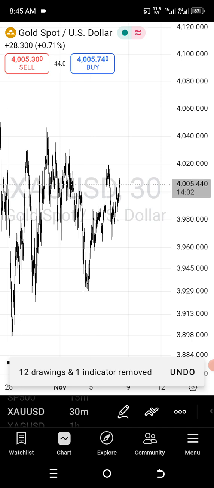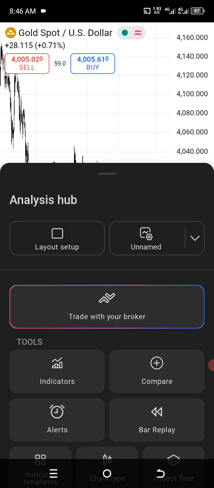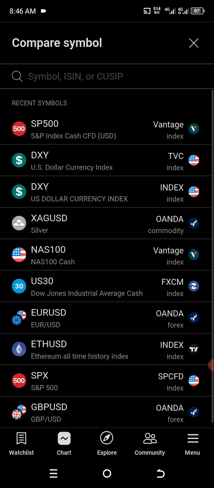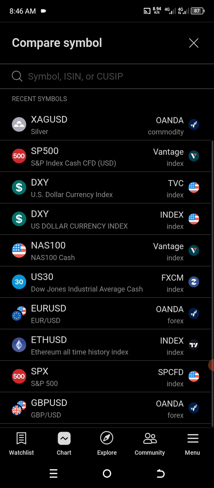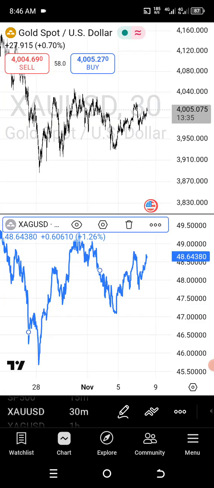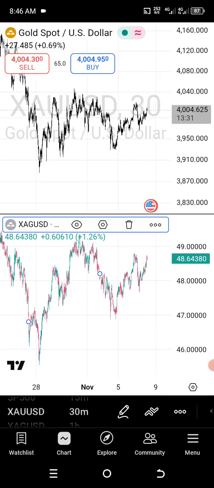This is gold. When I want to trade gold, I always add the silver chart close to gold so that I can compare. I always focus on the 4 hour time frame, daily time frame, weekly time frame, and monthly time frame. Those are my favorite time frames. This is silver. I always like to attach it close to my gold chart. This is my silver and my gold.